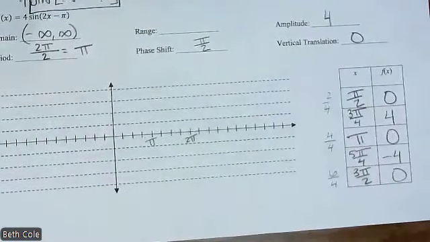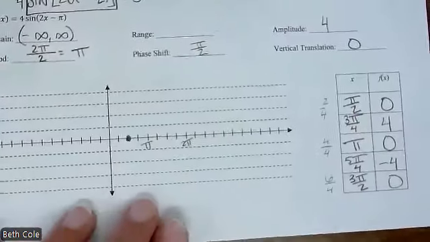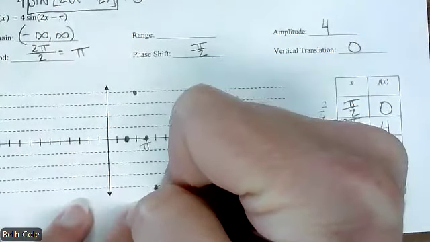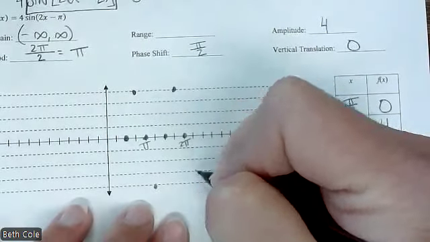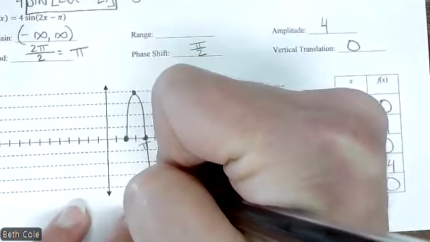You should have 9 points total. All right, so pi over 2, 0, that's gonna be right there. And then 4, 0, negative 4, 0. I'm gonna stop narrating because I know that gets annoying at a certain point. But just make sure you do 2 full cycles of the graph.